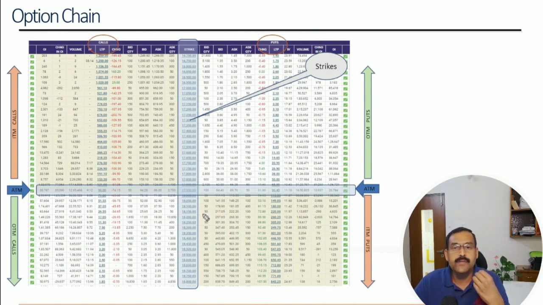Now, how do you identify which options are out of the money, at the money, or in the money? You see here, at the money is where the spot is. 17,950 strike is at the money strike. You can see here, at the money strike. And you can see the price here. The last traded price is 96 for the call option, and the last traded price for the put option is 90.